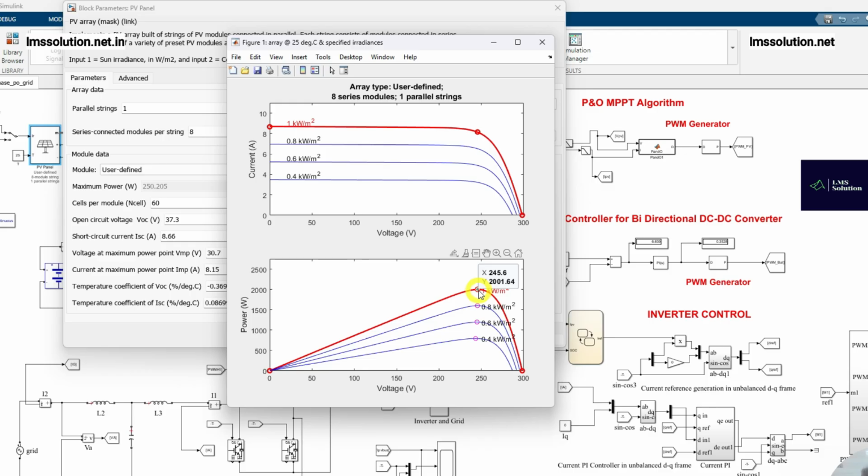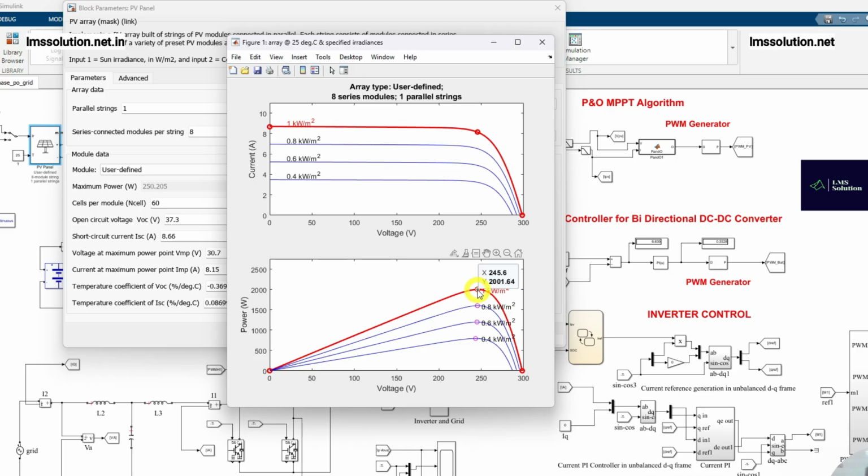We need to extract this peak power point according to the irradiation and temperature condition. Why is it important? Suppose the current irradiation is 1000 watts per meter square at 25 degrees Celsius, but you are operating the system at this point. Then you can extract only around 1.6 kilowatt from the PV. We are wasting the remaining power and not utilizing it effectively. The peak point is available at this point, which means for this particular irradiation condition the peak power is 2 kilowatt, so we need to operate the PV at that particular point.